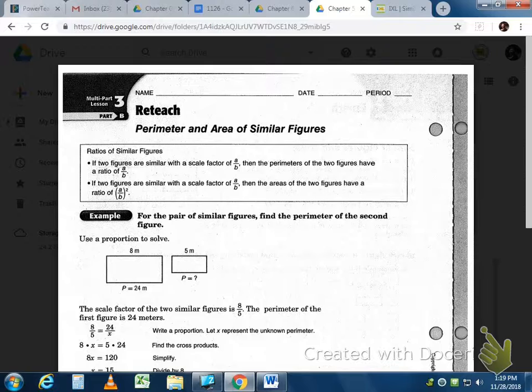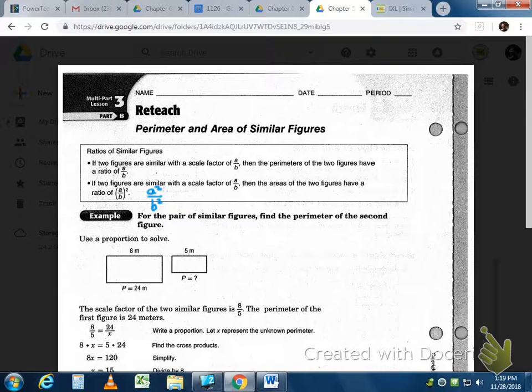However, if you have two figures that are similar with that same scale factor, A to B, the areas have the ratio of A over B squared. I want to write that another way also. The area ratios would also be A squared over B squared. So it's going to be important that you remember the difference.